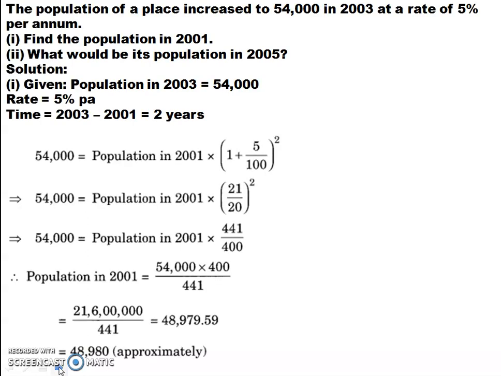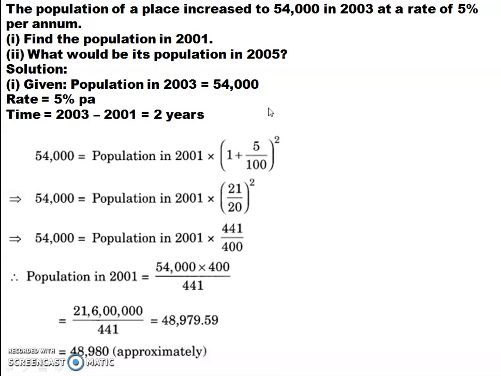Next is applications of compound interest formula. Students, you know the compound interest formula is amount is equal to principal into 1 plus R by 100 the whole raised to N. We are using this formula to calculate the population or price of a product which rises exponentially. Now listen. The population of a place increased to 54,000 in 2003 at a rate of 5% per annum. Find the population in 2001. What would be its population in 2005?